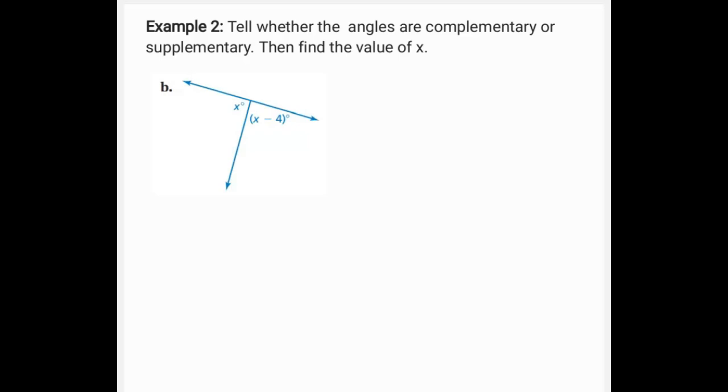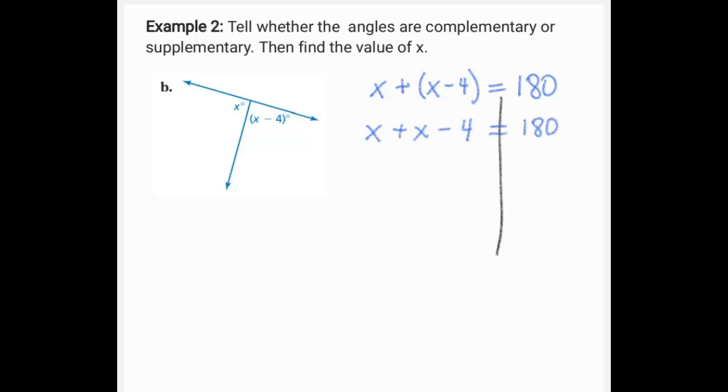In example 2b, doing the same thing, we can see that the two angles will come together and make a supplementary. So by using the definition of supplementary, the sum of the two angles will equal 180 degrees. So I have x plus x minus 4 is equal to 180 degrees. Our first step is to see if there is anything in front of that parentheses to distribute. I do not have anything to distribute, so we can drop our parentheses and get x plus x minus 4 is equal to 180. On the left side of the equal sign, we can combine these two x's together, giving us 2x minus 4 is equal to 180.